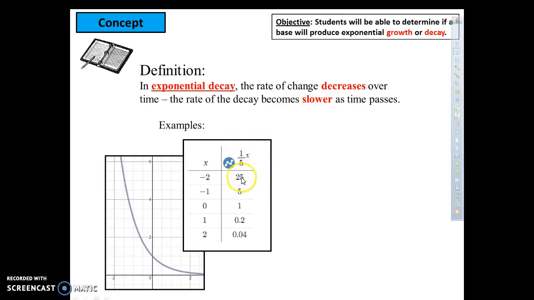So this is an exponential decay function: 25, 5, 1, 0.2, 0.04. Right here we're multiplying by 1/5. Our r value is 1/5. We're dividing by 5.